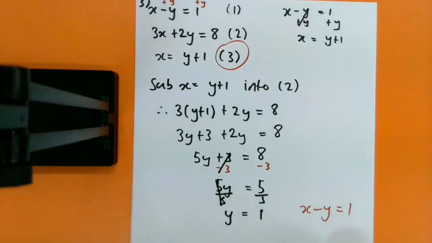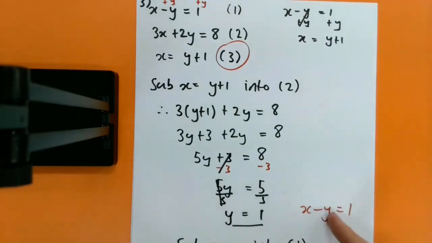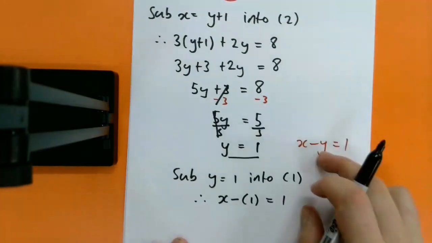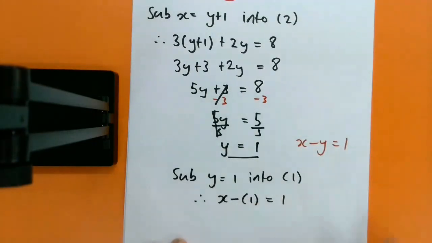Wherever we now see a y, we're going to replace it with a 1 here. So sub y equals 1 into equation 1. Therefore, x minus 1 is equal to 1. So that's just replacing that y. Sorry guys, I'll move that up so you can see it. That's just replacing that y with a 1. That's all we've done. We've just substituted it back into the equation.